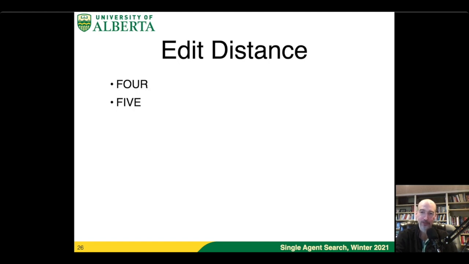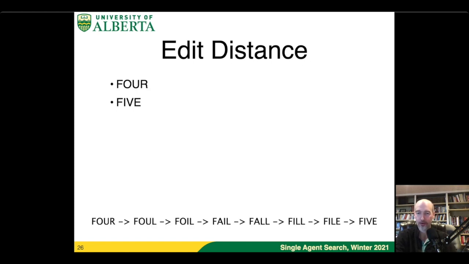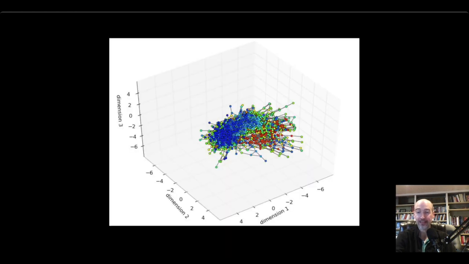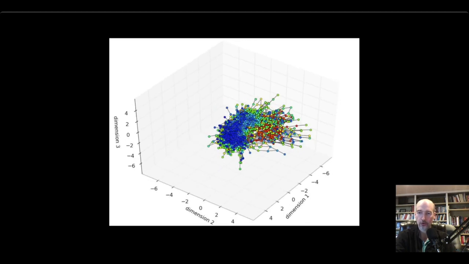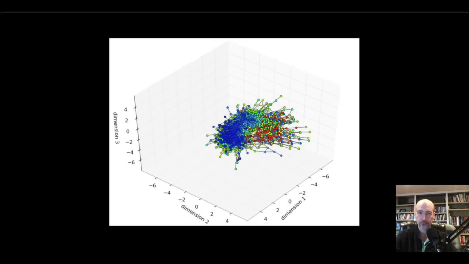And so if you want to try and see if you can do that, you should pause the video right now, because I'm about to show the answer. But here's the answer. So 4, foul, foil, fail, fall, fill, file, and 5. So we see 1 letter changed each time. And if we were to take the entire state space by looking at all English words that are connected together, we could try to do something like plot them in a 3-dimensional space. And if we do that, you can see a little animation here that shows what that state space looks like.